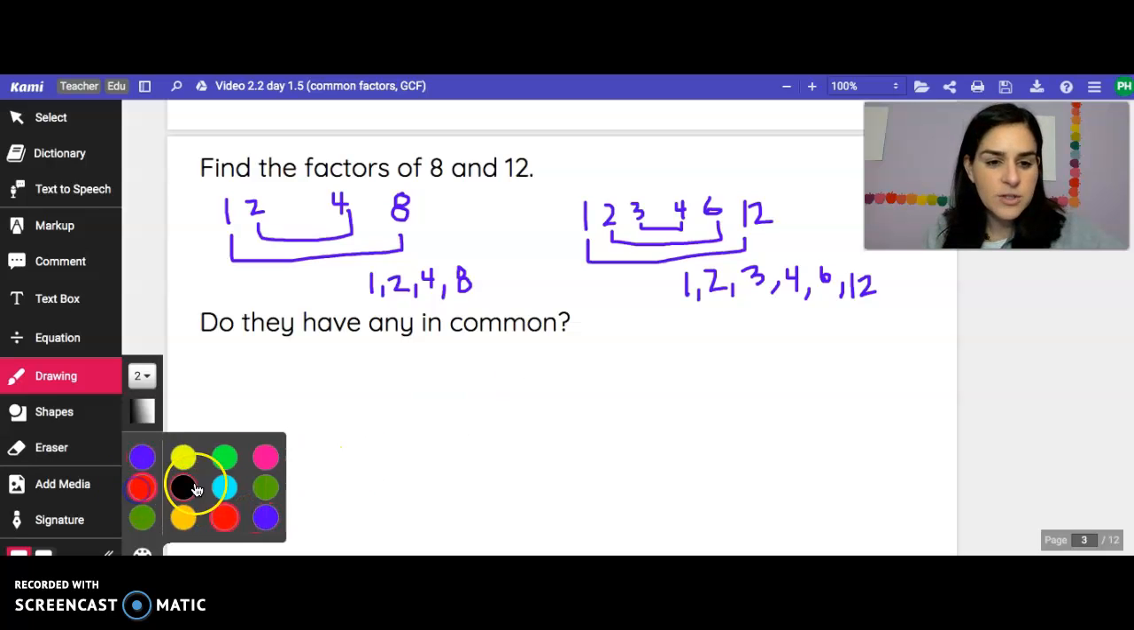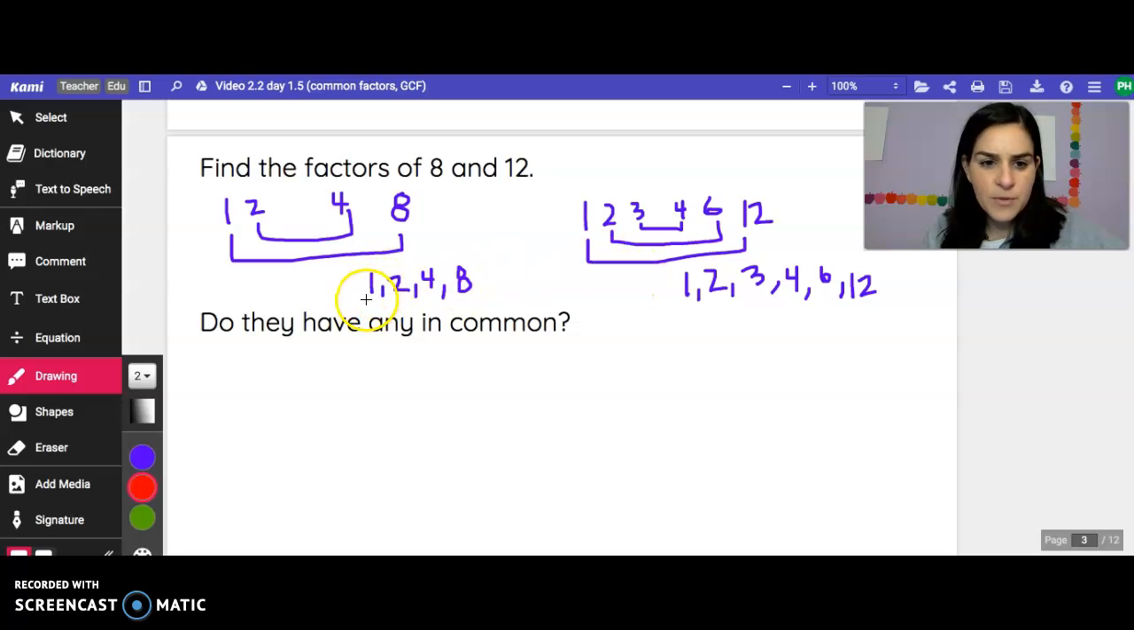So let's look. I'm going to change colors. Yeah, they both have 1. They both have 2. They both have 4. And I think that's it. So yes, they do have some in common, and their common factors are 1, 2, and 4. So we are going to be finding common factors of two numbers.